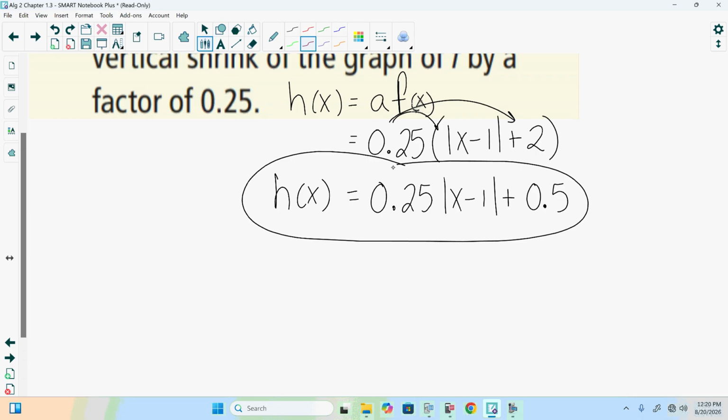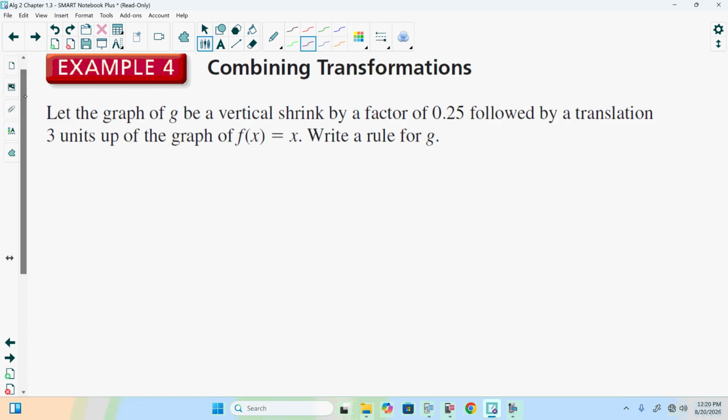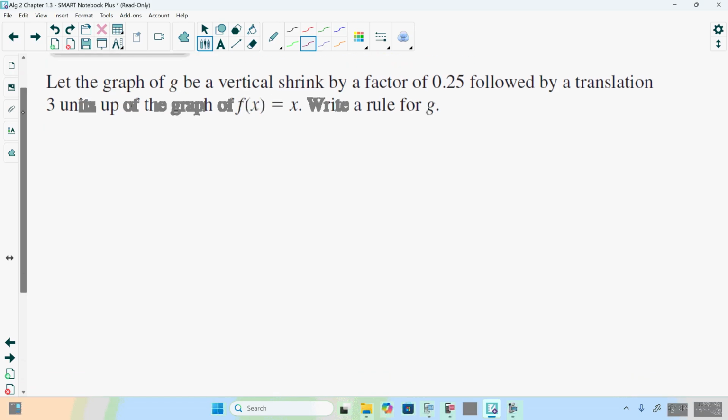Questions on vertical stretch and shrink, horizontal stretch and shrink? We feel good with these here? In that case, we'll look at the last thing. Last thing we're doing is combining these transformations.